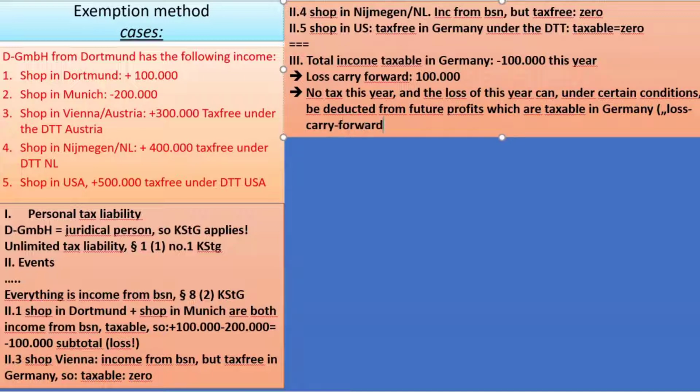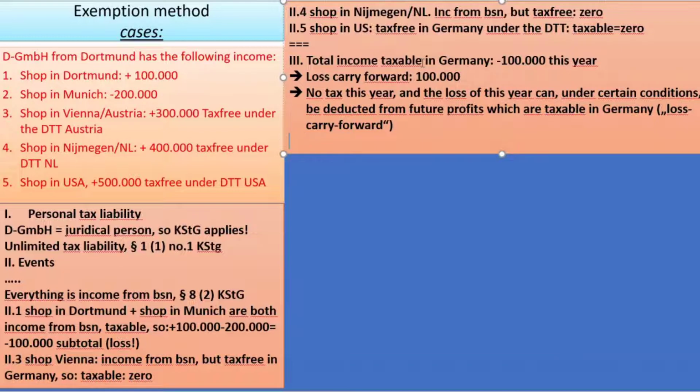But the important thing here is when you look at the overall situation, you see that gains or profits and losses within Germany could be offset against each other. So there were no taxes to be paid on the 100,000 in Dortmund because they remained taxable and could be offset against the shop in Munich. So in the end, we ended up paying no tax. But the loss and profit compensation, netting the one against the other, was not possible with the positive but tax-free amounts from the other states.